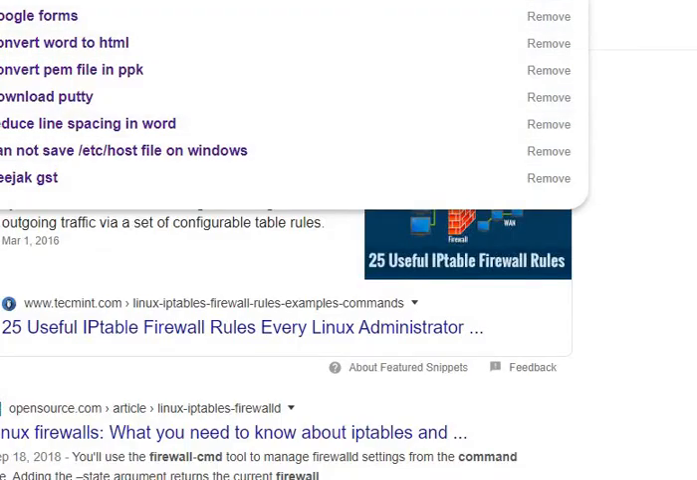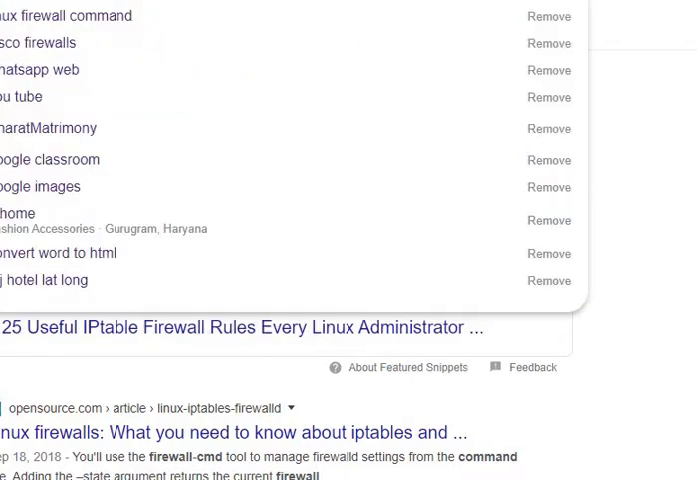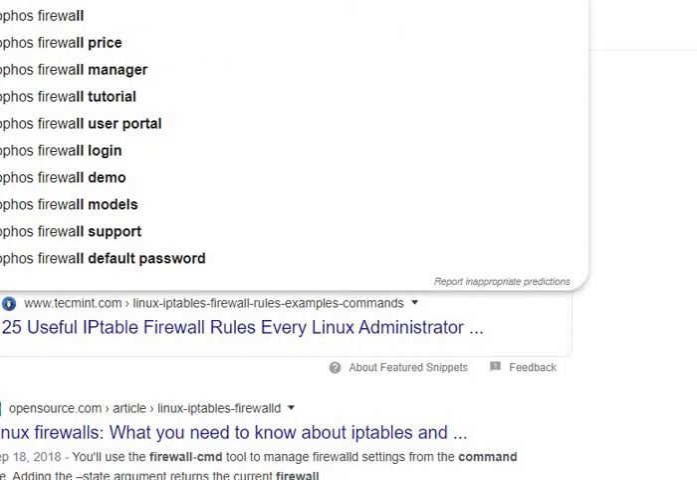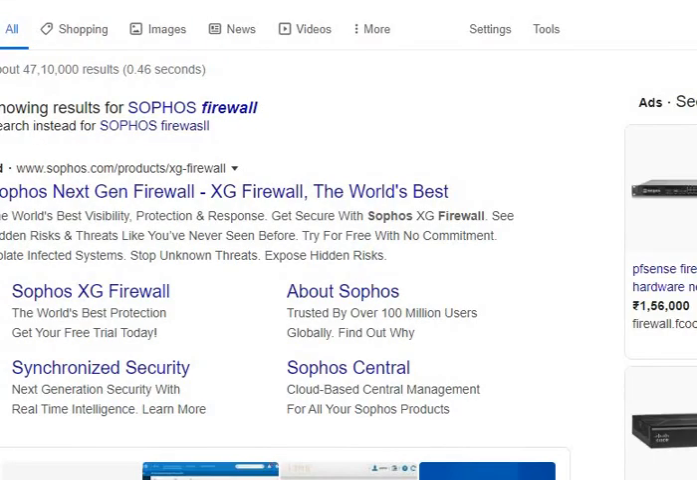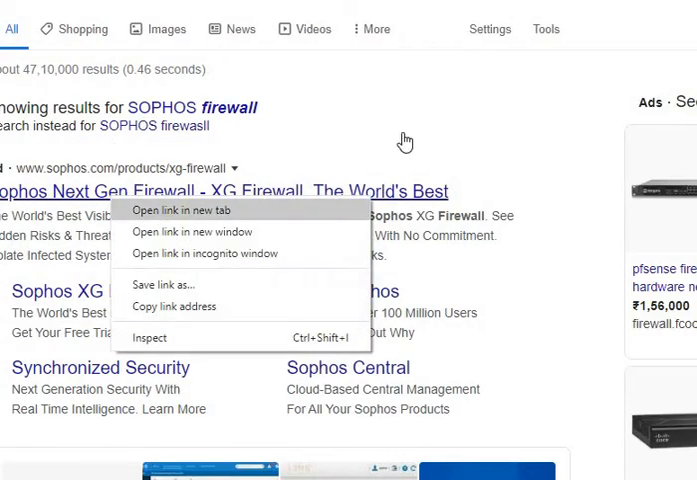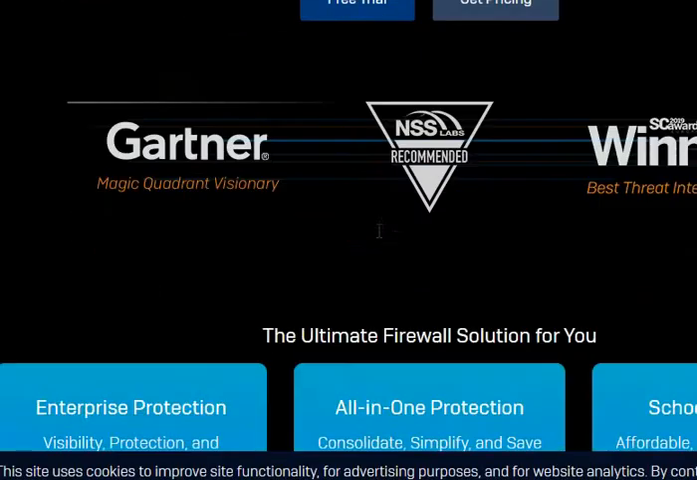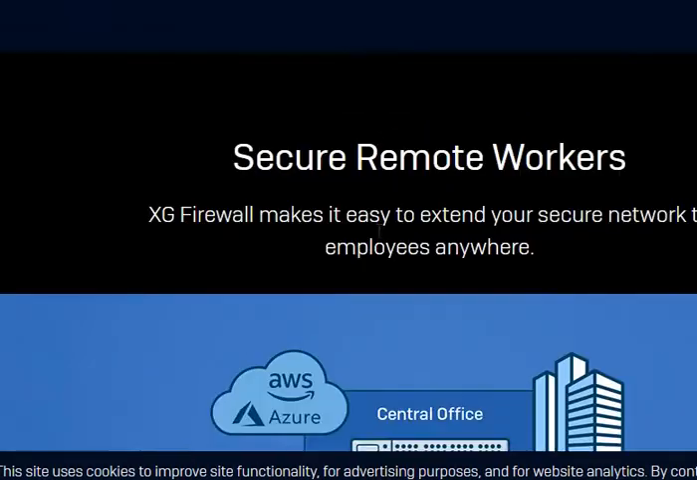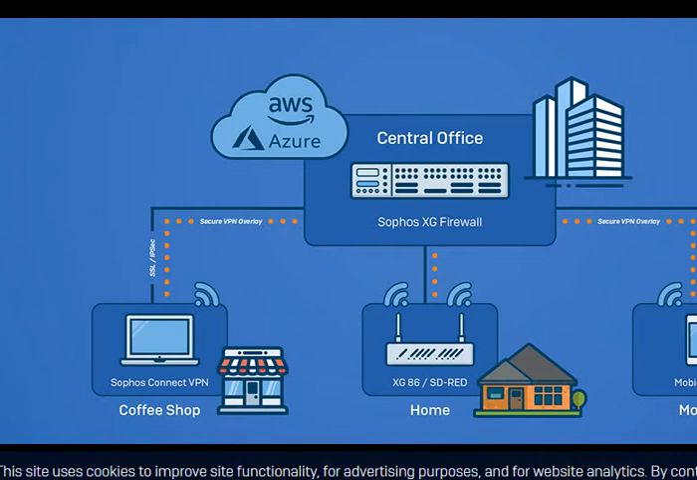Another very good firewall company is Sophos, whose firewalls we are using in our college. This is a Sophos next generation firewall. Previously it was an Indian company named CyberRoam, then it was taken over by the UK MNC Sophos. This is also a firewall provider company. This kind of firewall is a hardware device, right?